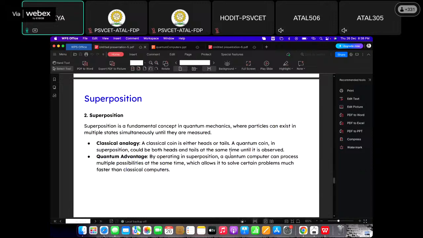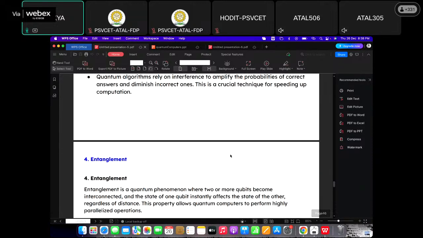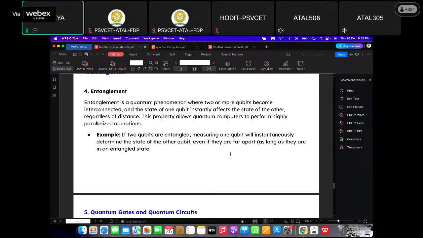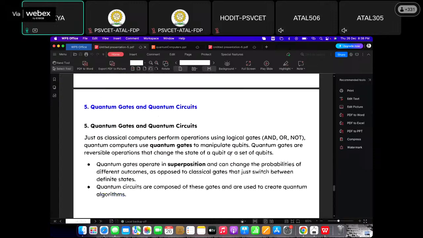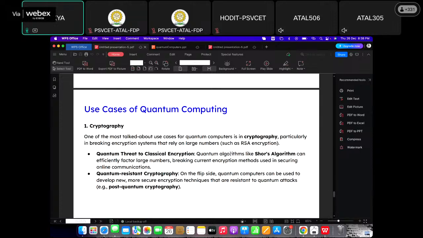Number two, quantum advantage. By operating in a superposition, a quantum computer can process multiple possibilities at the same time, which allows it to solve certain problems much faster than classical computers. So you need to check out quantum interference, entanglement, then quantum gates and quantum circuits, the measurements, quantum speedup. These are the use cases of quantum computing.